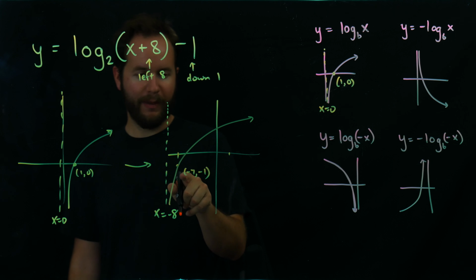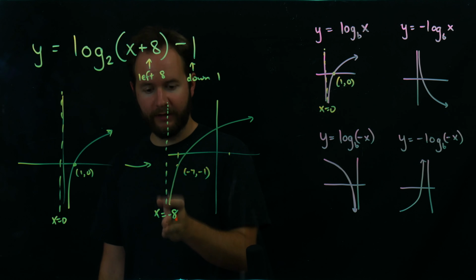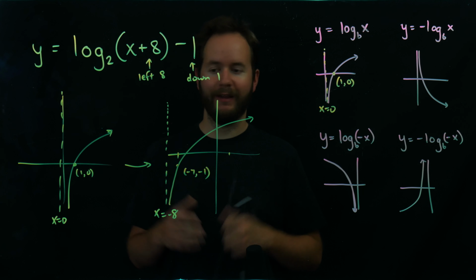Make sure your graph is passing through negative 7, negative 1, otherwise it's not correct, and make sure it's got that vertical asymptote of x equals negative 8, but after that, you're pretty much done, and that's the solution to this problem.